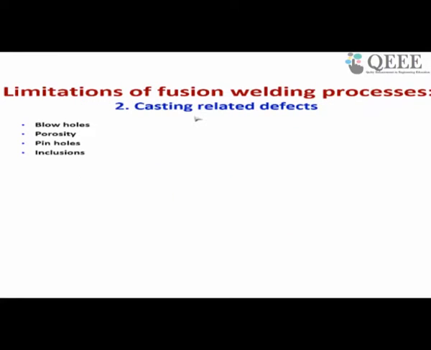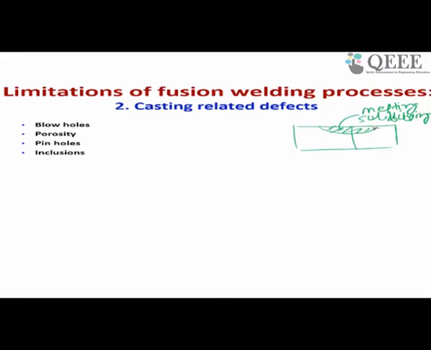What is the second disadvantage? In fusion welding, what happens? You are melting and solidifying this region, melting and solidifying. In melting and solidifying, what happens? It is casting related work. In casting also you do melting and you do solidification. Because of that, what will happen?